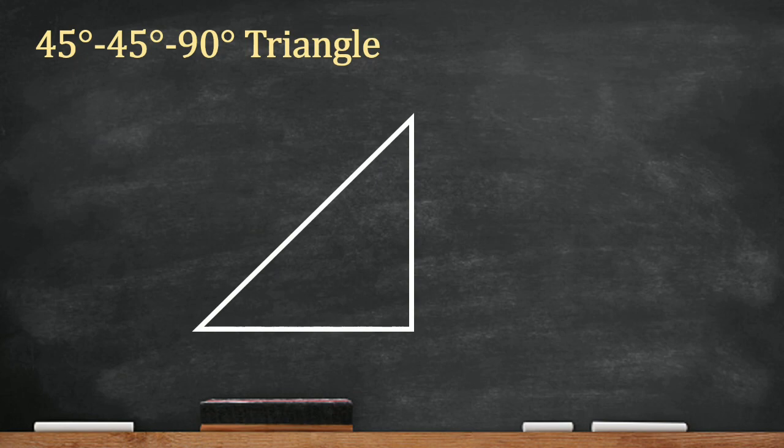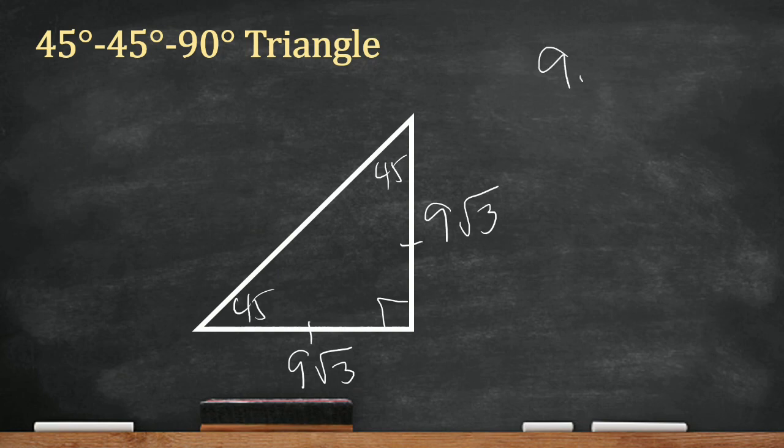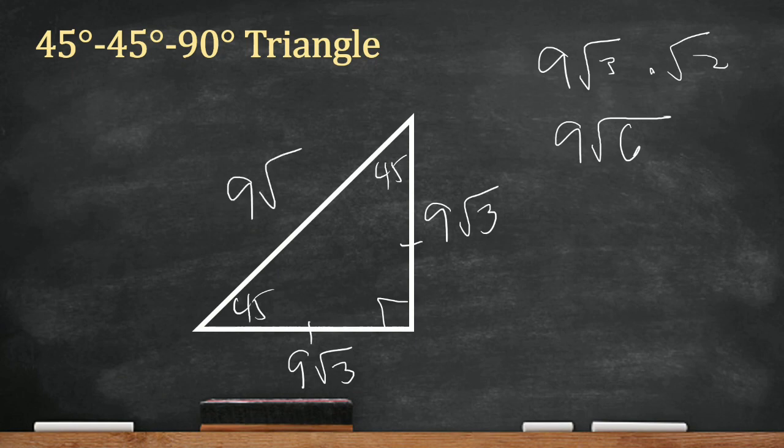You are given, say, 9 square root of 3. So therefore, this is also 9 square root of 3, given this is a 45, 45, 90 triangle. So to get the hypotenuse, just multiply 9 square root of 3 by square root of 2. So you're just going to multiply the radical expressions. So this is 9 times the square root of 3 times 2, which is 6. So this is now the measurement of the longest side or the hypotenuse.